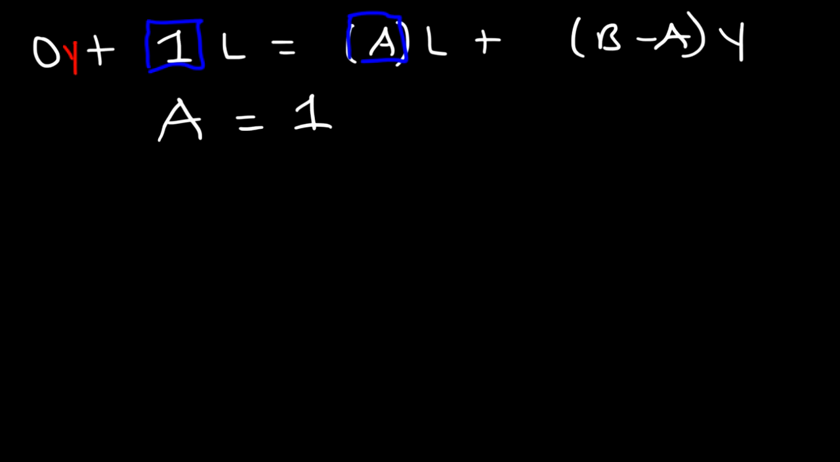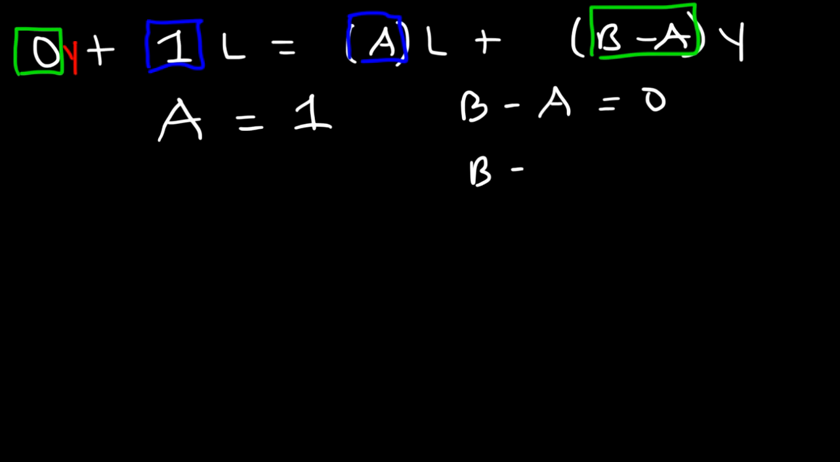Now the coefficient in front of y is 0, and here it's b minus a. So therefore we could say that b minus a is equal to 0. And since a is 1, then b has to be equal to positive 1. So a and b are both equal to 1.